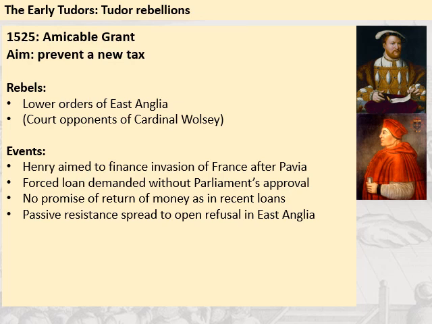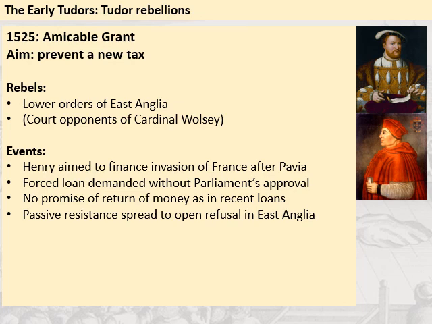So, in 1525, Henry was looking to capitalise on French weakness after the catastrophic defeat at the Battle of Pavia. So he was looking to intervene and raise funds for an intervention. The money that he'd been left by Henry VII had all gone by this stage, and so he needed money. So to try to finance intervention, Wolsey tried to introduce a forced loan, but crucially he did this without going through Parliament. Now, this was not accepted practice.